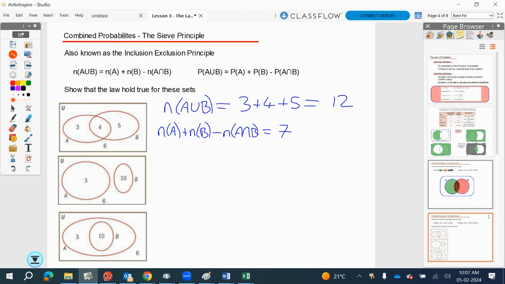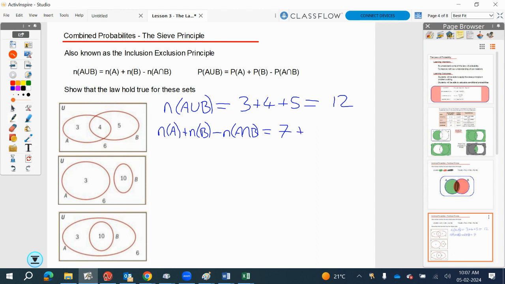It was a good suggestion, 3. It's very common to think this is A. But A is not just this bit here. A is not just this bit here, you have to add that bit in as well. So we have 7 elements in A.